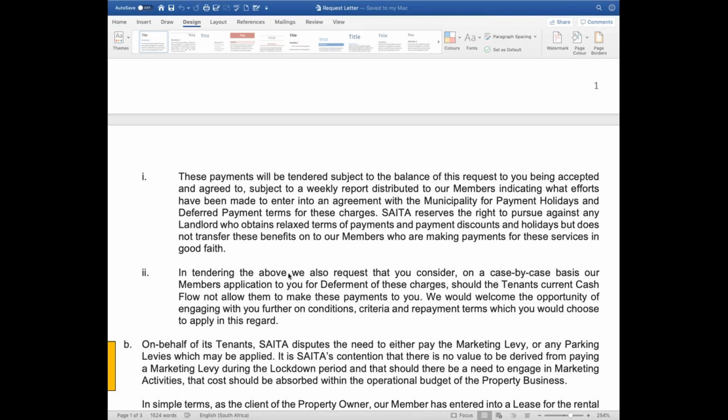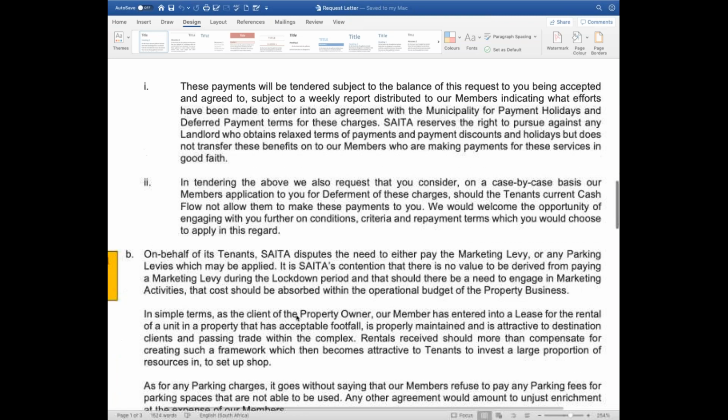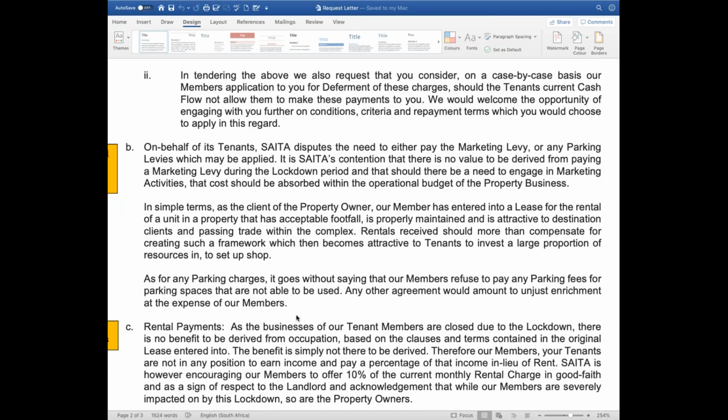Number two, in tendering the above, we also request that you consider on a case-by-case basis our member application to you for deferment of these charges, should the tenant's current cash flow not allow them to make these payments to you. We would welcome the opportunity of engaging with you further on conditions, criteria, and repayment terms which you would choose to apply in this regard. So we're saying that even for these things that we're agreeing to pay, if we don't have the cash flow for it, then please, we're asking you to defer.